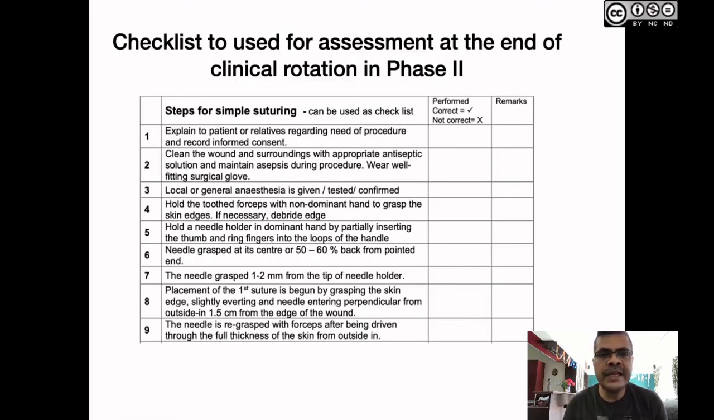For the assessment of the skill, we will be using the above checklist at the end of the clinical rotation in phase 2, and these are the steps which we will be observing, and we have to write whether it has been correct or not correct. The student needs to explain to the patient or the relatives regarding the need of the procedure and record the informed consent taken. They need to clean the wound and surrounding area with appropriate antiseptic solution and maintain asepsis during the procedure. Local or general anesthesia has to be given, tested or confirmed.